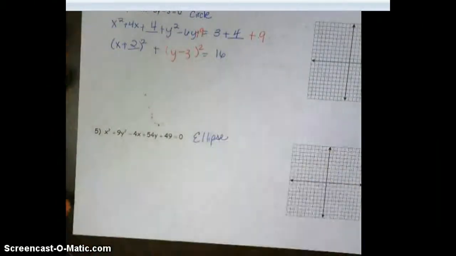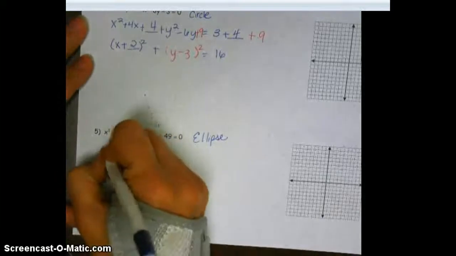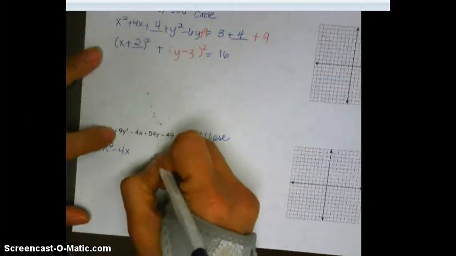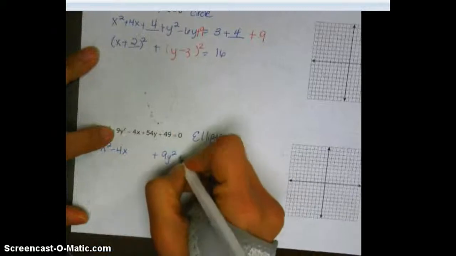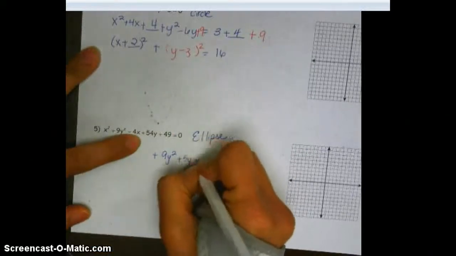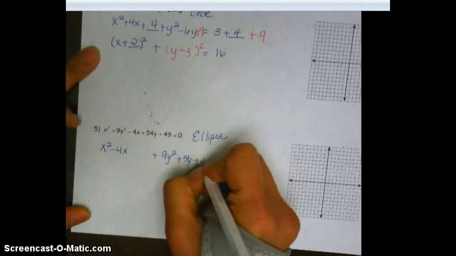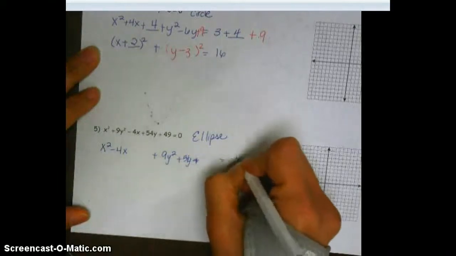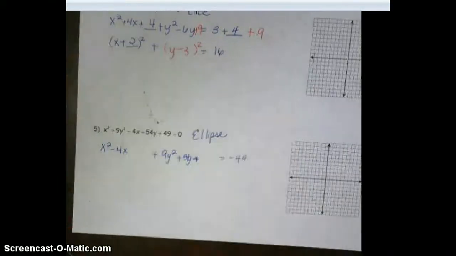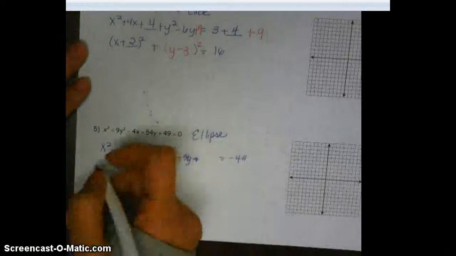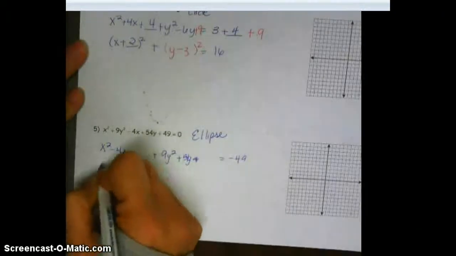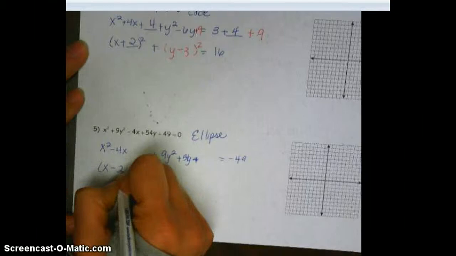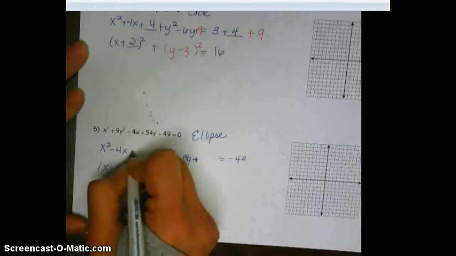So we're going to have to segregate our x's and y's again and rewrite them. Leave a space, plus 9y squared, plus 54y, plus blank, equals negative 49, because we have to move that over to the other side. All right, so we're going to complete the square on x's. There's no GCF to worry about. So we have x minus 2, and we're going to square it.